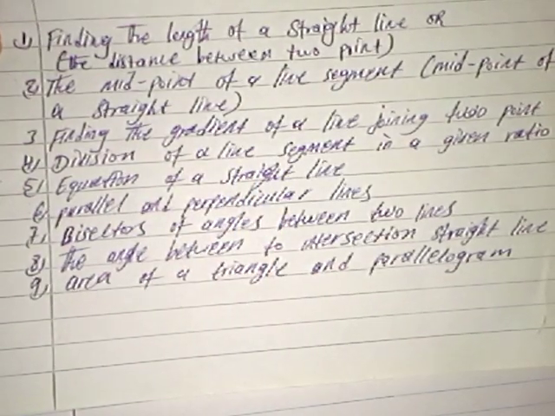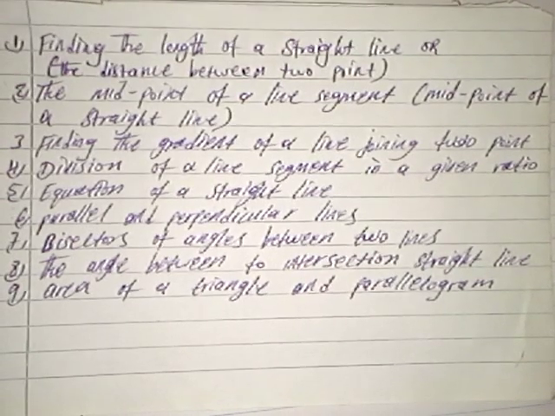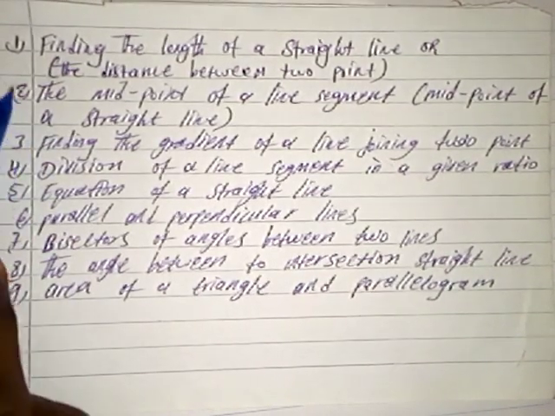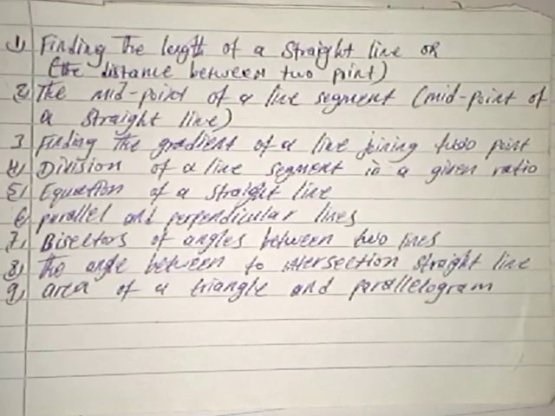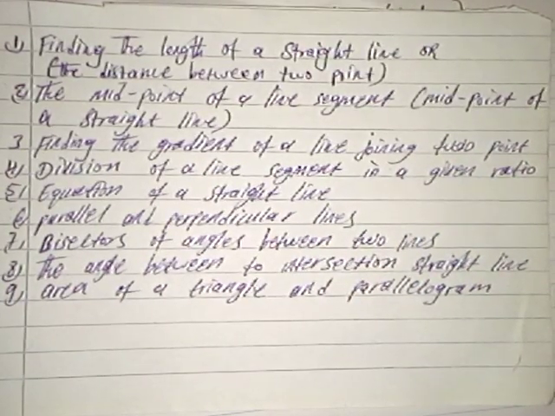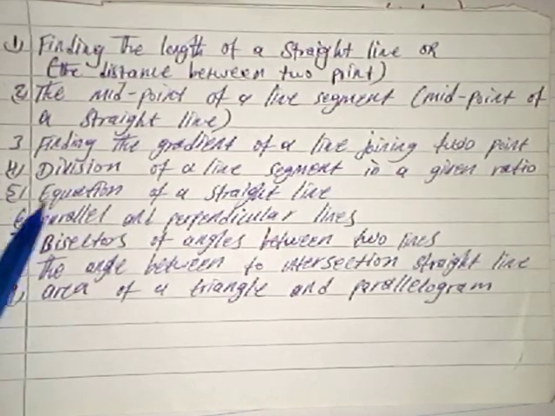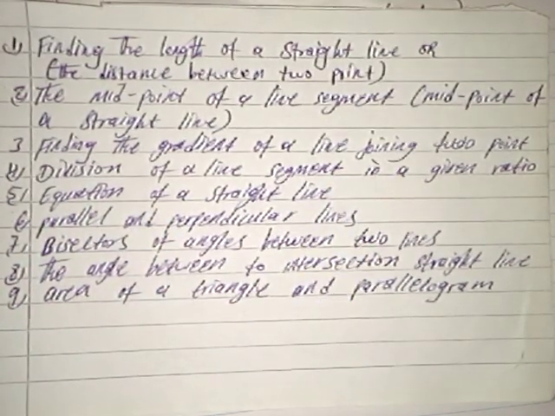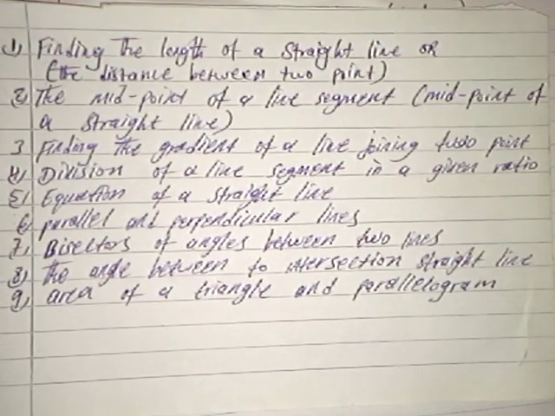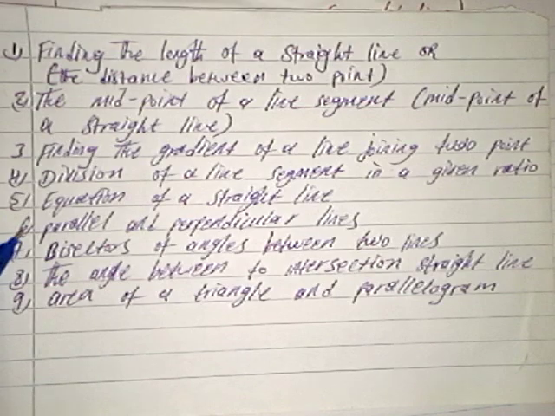We'll be making a video on that subtopic, so please make sure that you go and watch it. It will be Lesson 2. Lesson 3 will be about finding the gradient of a line joining 2 points, how you can find the gradient of a line. Then we'll go for another lesson: division of a line segment at a given ratio. When a ratio is given, they ask you to divide that particular line. We'll be doing it again.